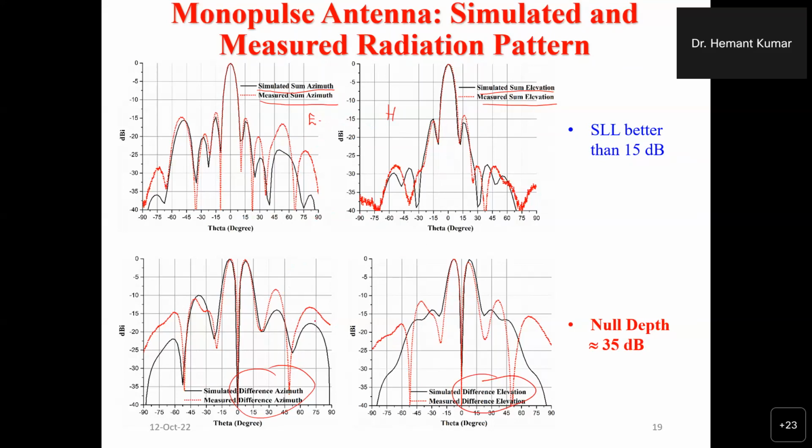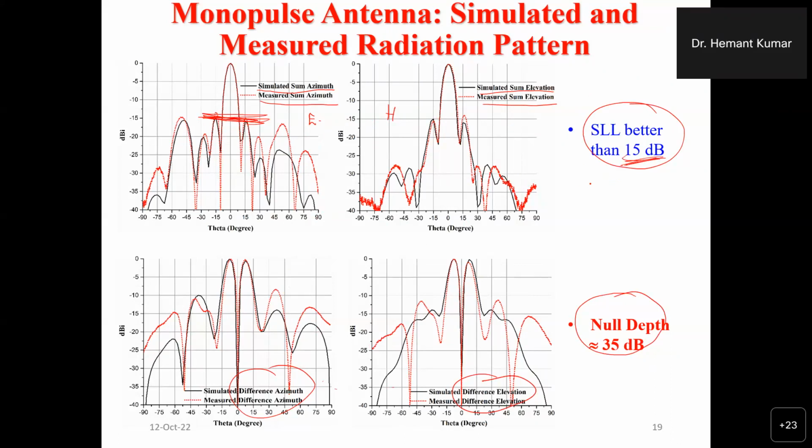So there will be four radiation patterns that we have to see. Two for the sum, one for the azimuth difference, and another one for the elevation difference. And from the difference pattern, we have to see how much the null depth is, and from the sum pattern we have to see how much the side lobe level is. So the side lobe level, if you see, is approximately minus 15 dB. This is the line for minus 15 dB, and we are getting approximately minus 15 dB side lobe level.